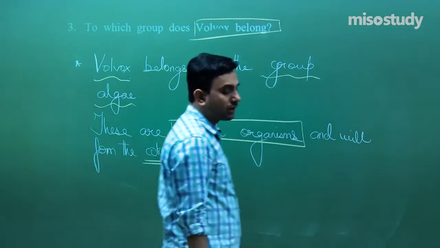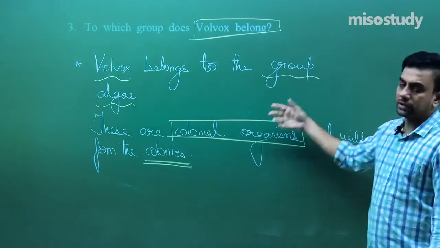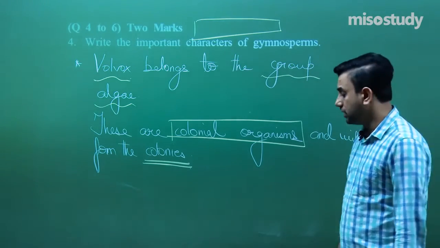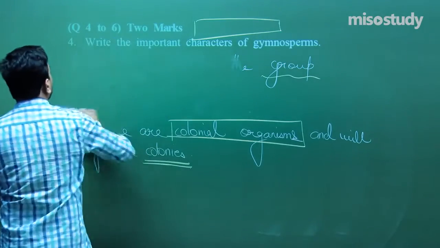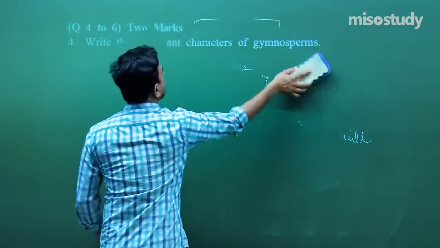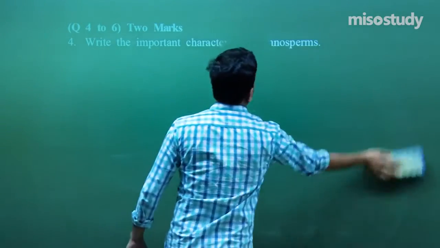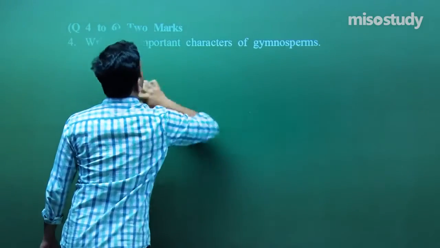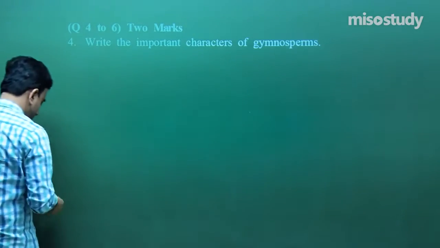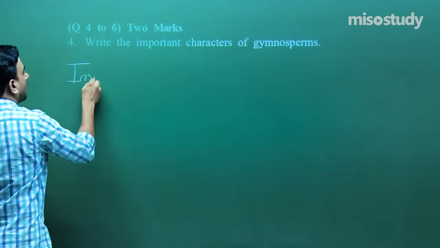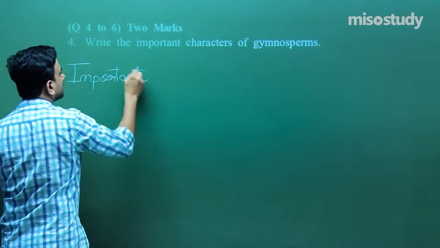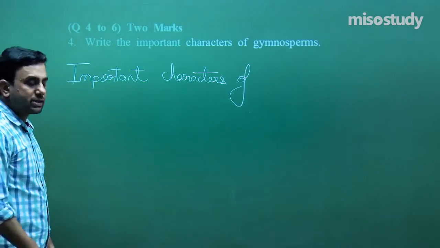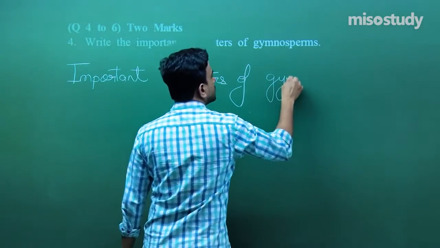Now we will move on to the 4th question, which is of 2 marks: write the important characters of the gymnosperms.